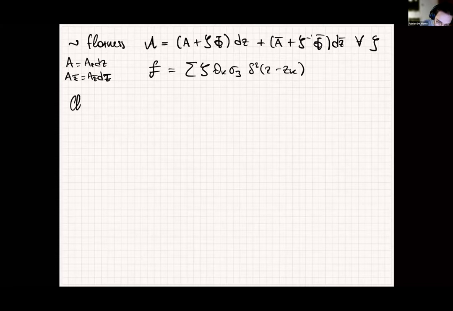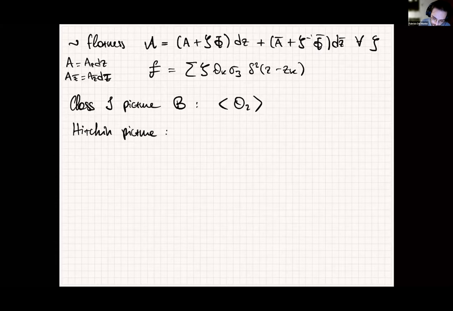Because in the original picture, this Coulomb branch was parametrized by the VEV of this O2. But now we have this Hitchin system picture, where the base B is parametrized by the gauge invariant combinations of this field phi. And so we find that phi 2 is just 1/2 trace of phi squared. And this is our quadratic differential. And of course, we need to solve this Hitchin equation to write the differential explicitly.